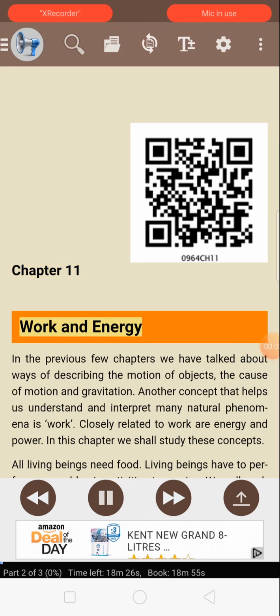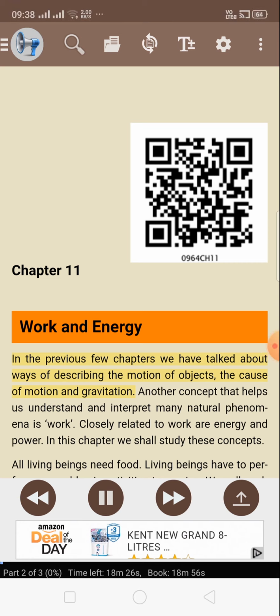Chapter 11. Work and energy. In the previous few chapters we have talked about ways of describing the motion of objects, the cause of motion and gravitation. Another concept that helps us understand and interpret many natural phenomena is work. Closely related to work are energy and power. In this chapter we shall study these concepts.